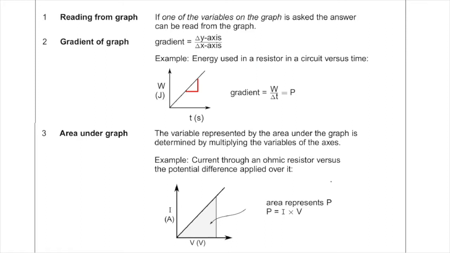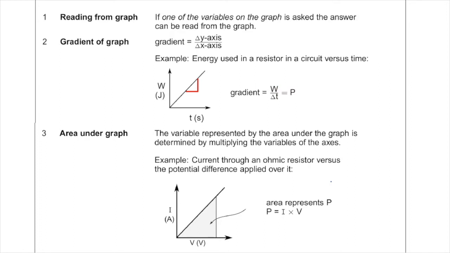Now that we have the graph, we can look at the gradient of the graph. And that gradient is always y-axis, which is now our energy, divided by the x-axis, which is time. And that gives us rate of energy used. And you should know that that is power. You have this equation P equals W over delta t on your information sheet as well.